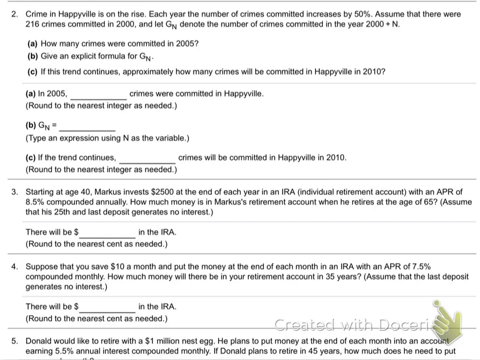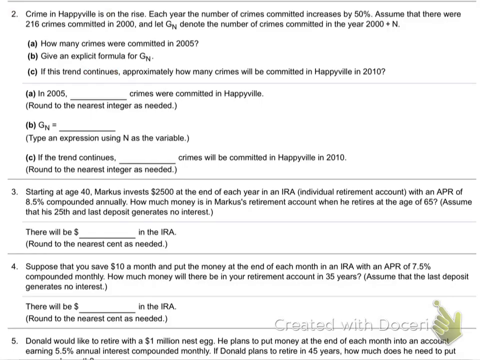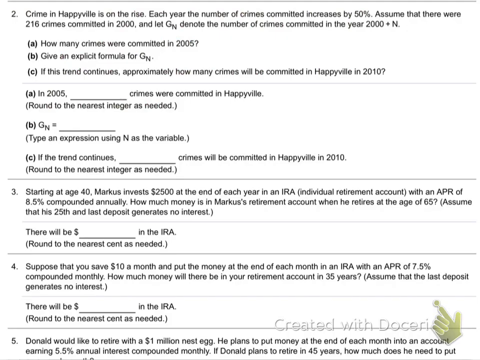Okay, so crime in Happyville is on the rise. Each year, the number of crimes committed increases by 50%. Assume that there were 216 crimes committed in 2000, and let Gn denote the number of crimes committed in the year 2000 plus n. How many crimes were committed in 2005? That's fancy talk there. Here, let me just make it simpler. So number 2. There was 216 in the year 2000, so in the year 2000, there were 216 crimes. Okay. In 2001, what does it say it does?